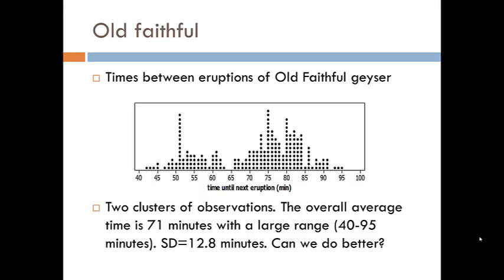Researchers measured 222 separate eruptions of Old Faithful Geyser over a 2-year period. They recorded the time until the next eruption, and you can see from this dot plot there's two separate clusters of observations. And while the overall average time from one eruption until the next is about 71 minutes, there's a very large range of times, ranging from as low as 40 minutes all the way up to 95 minutes until the next eruption. The standard deviation is almost 13 minutes. So the question is, if we're trying to predict Old Faithful, can we do better?